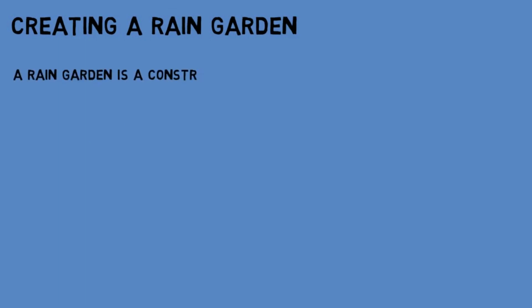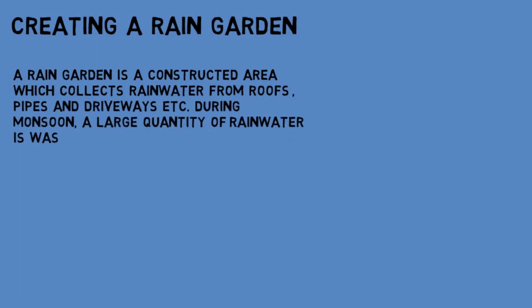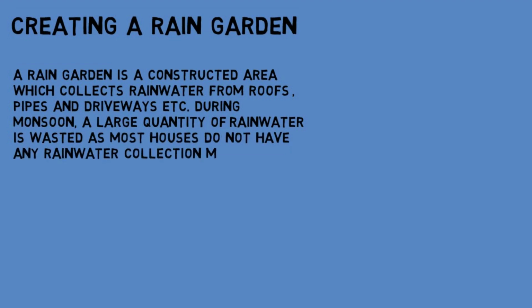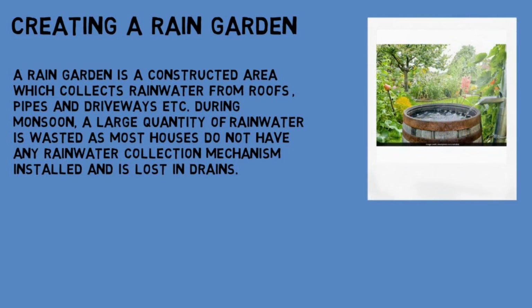Creating a rain garden. A rain garden is a constructed area which collects rainwater from roofs, pipes and driveways, etc. During monsoon, a large quantity of rainwater is wasted as most houses do not have any rainwater collection mechanism installed, and it is lost in drains.